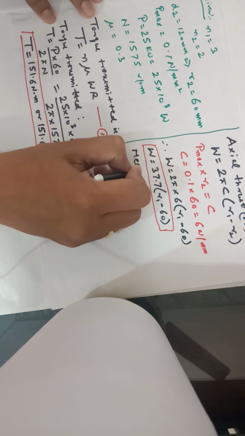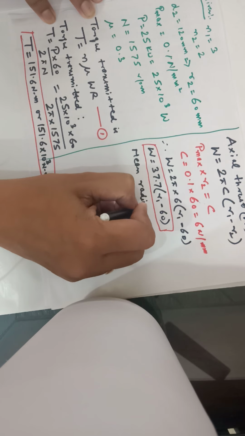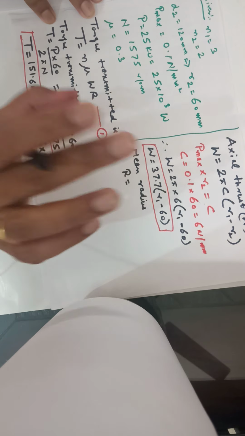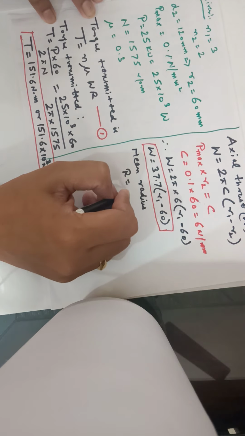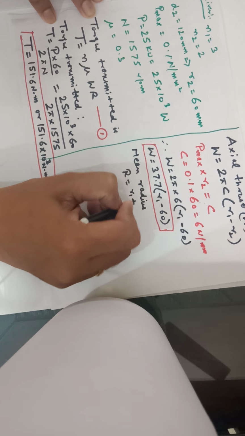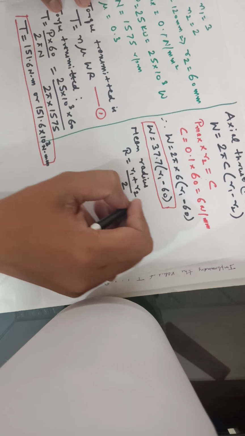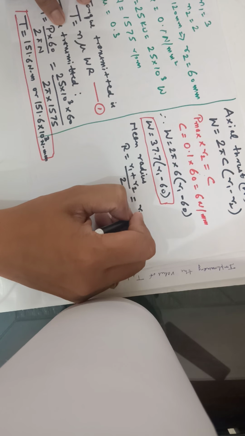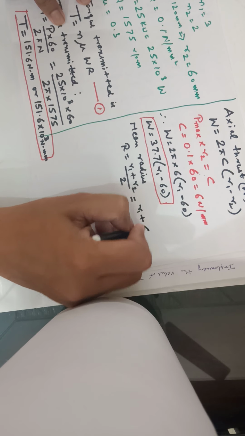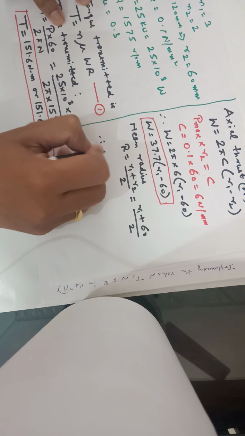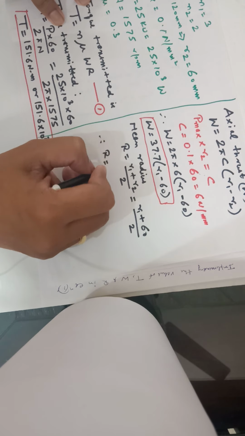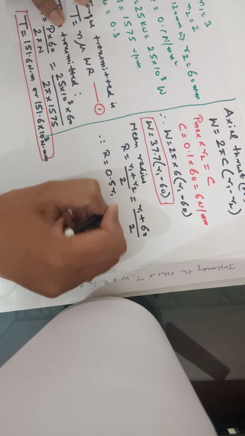Now moving towards R, the mean radius. Because it is mentioned that we have to consider uniform wear theory, and in uniform wear the formula of mean radius will be r1 plus r2 upon 2. If we implement this value, r1 is not given to us, we have to find it out, and r2 is 60. Therefore the value of R will be 0.5 r1 plus 30.